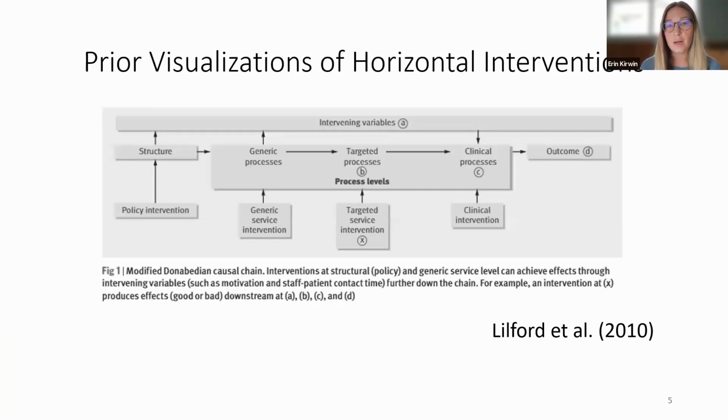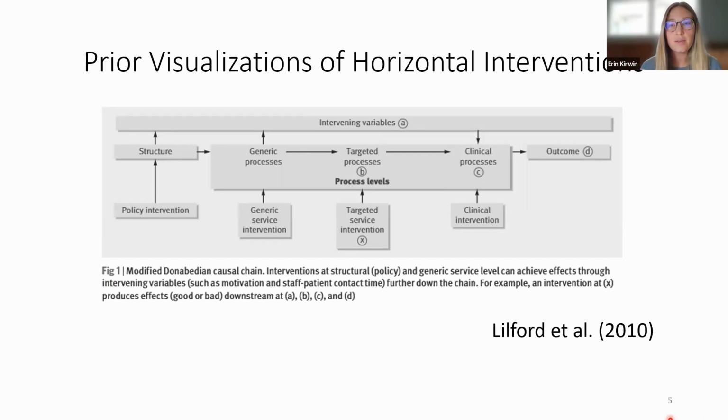So this is a diagram that was made by Richard Lilford, and I found it really useful to conceptualize the various points at which health system interventions can impact the system. So this diagram is a modification of Donabedian's causal chain of structure, process, and outcomes. So here we have structure, processes here, and outcomes right here.